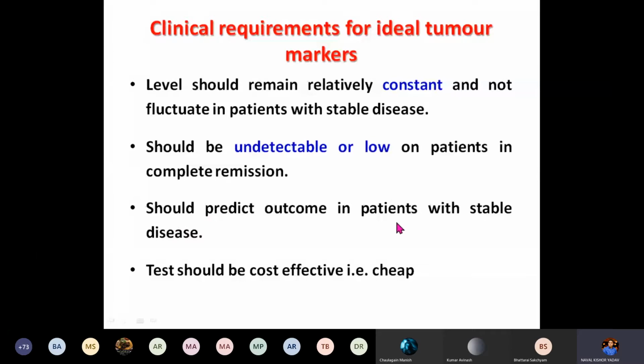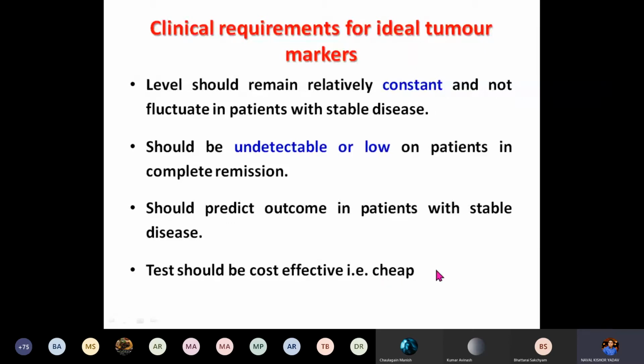It should predict the outcome in a patient with stable disease. If you have performed the tumor marker test and you're not getting any outcome, there is no use of that tumor marker. And the most important part, you can say, is cost effectiveness. If the tumor marker is not cost effective, we cannot use it. It should be cheap so that the patient can afford it.